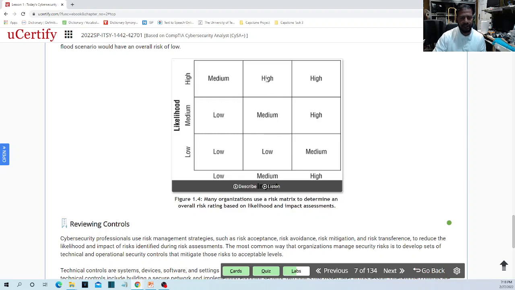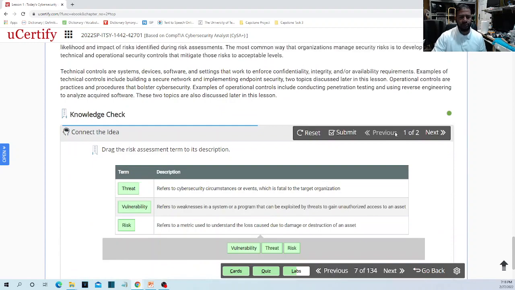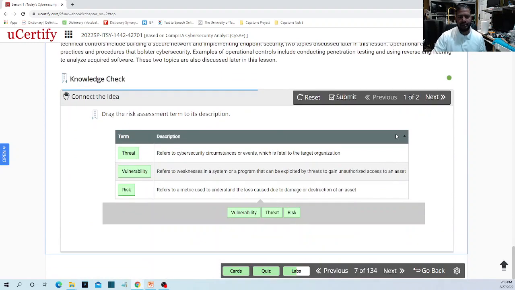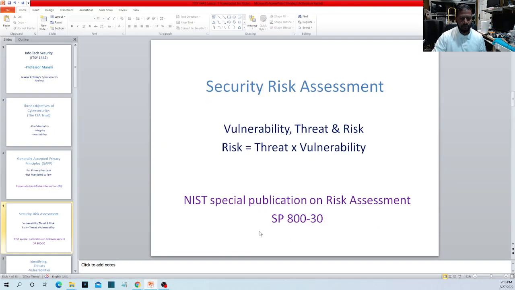Result is high. If your likelihood is high, that's right here, and your impact is also high. So this column right here, this column intersects right here, high, your risk could be high. High and high, of course, high. So just a matrix to see likelihood and the impact of that risk. Okay, let's go to the next one.